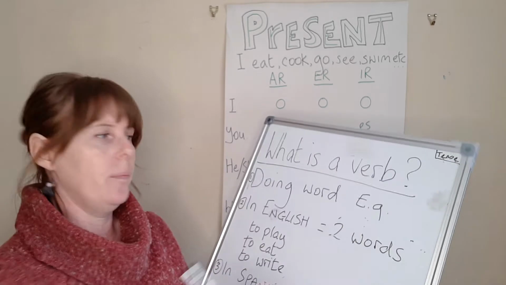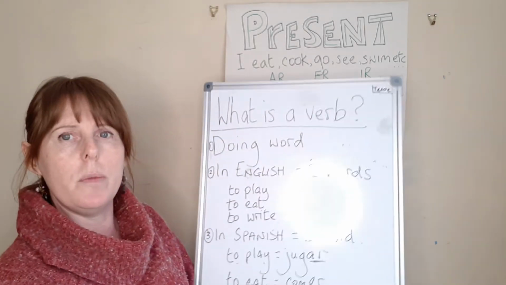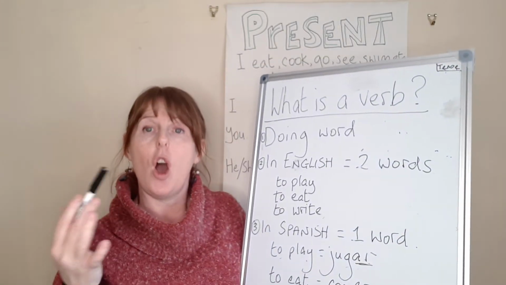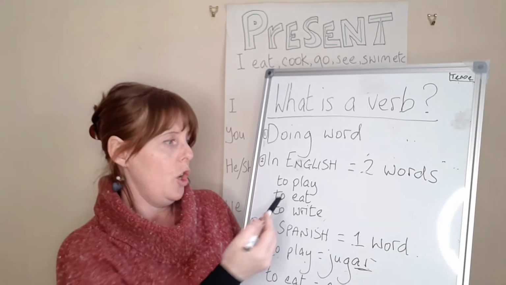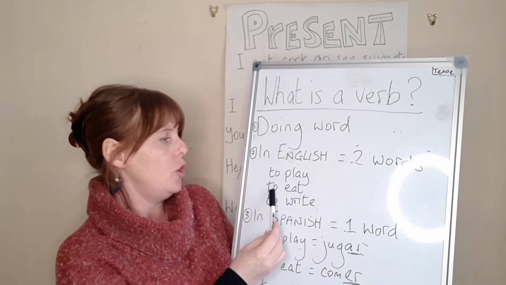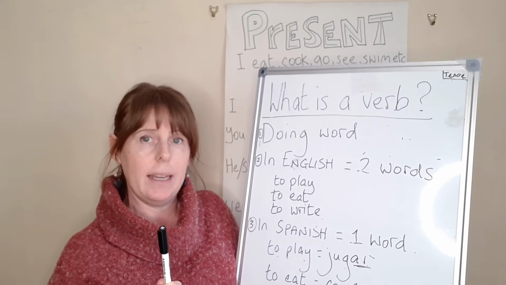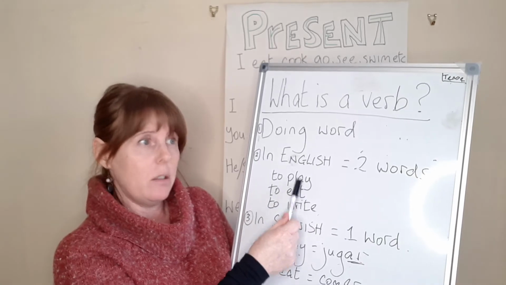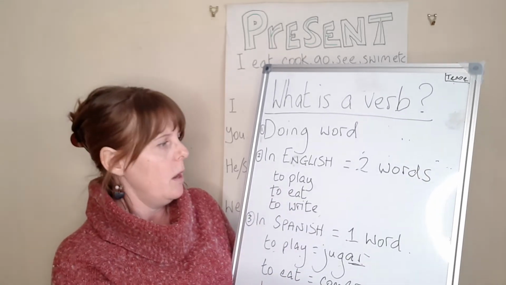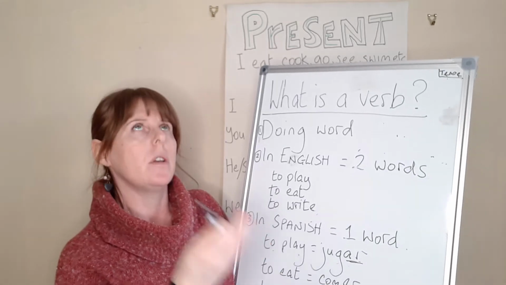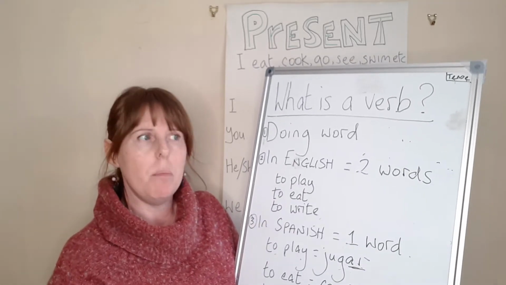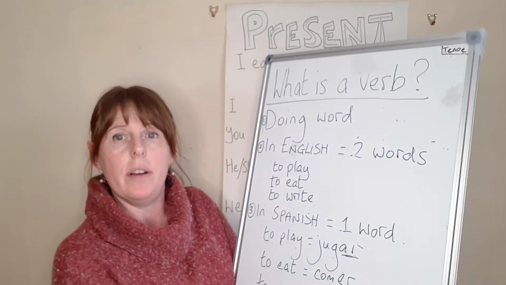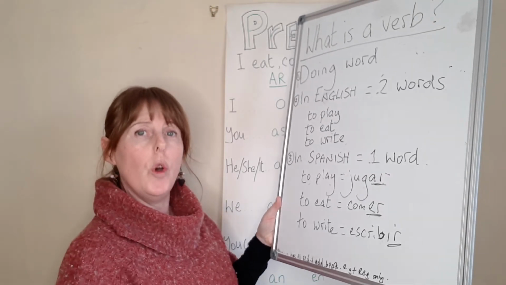So in English, it's two words. I hope there's not too much shine on there. So in English, you'll recognise the infinitive, the whole verb, as two words. To go, to play, to eat, to write. It always has to at the beginning, okay? Then you'll break it down into the bits. I play, I go, I eat. I play, I go, he, she, or it plays. Sorry. I play, you play, he, she, or it plays, we play, you play, they play, etc. Always two words. In Spanish, however, it is only one word.